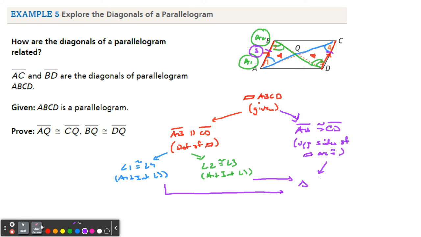So now I'm going to name them correspondingly. Triangle ABQ is congruent to triangle CDQ, and that would be by angle, side, angle.